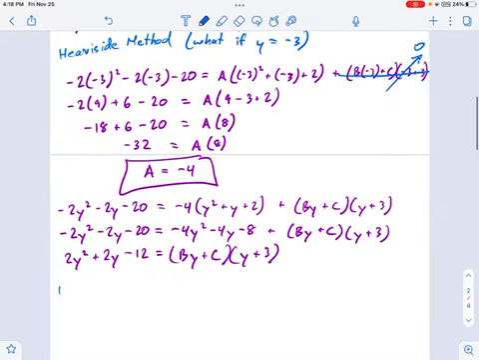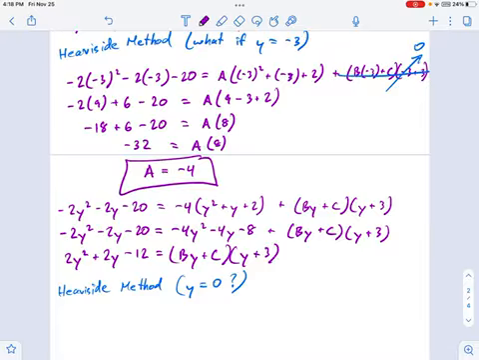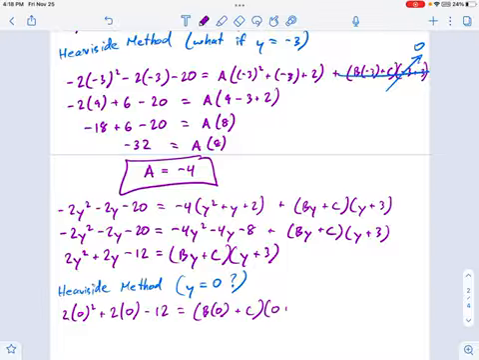Let's try this. I'm going to say, what if y equals 0? What happens then? Well, let's try it out. We'll see where we go. This becomes 2 times 0 squared plus 2 times 0 minus 12 equals b times 0. And that's the real reason I'm choosing y equals 0. 0 plus 3. Okay, that's what happens if y equals 0.